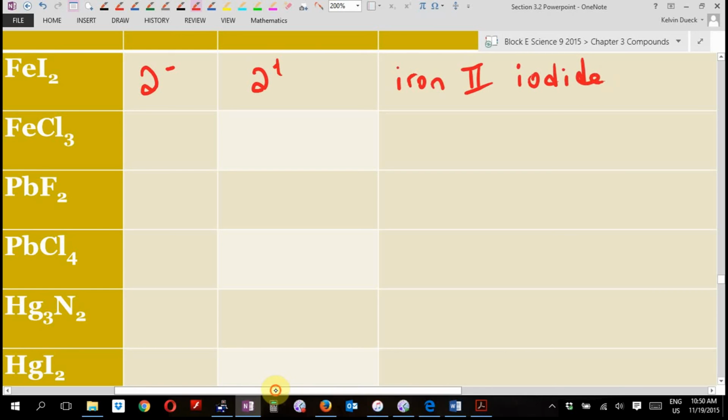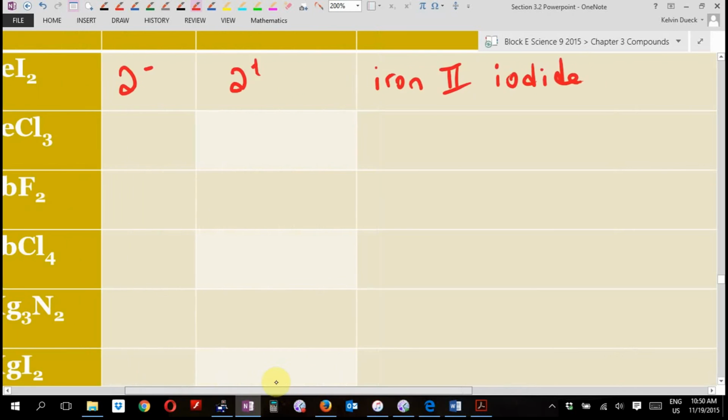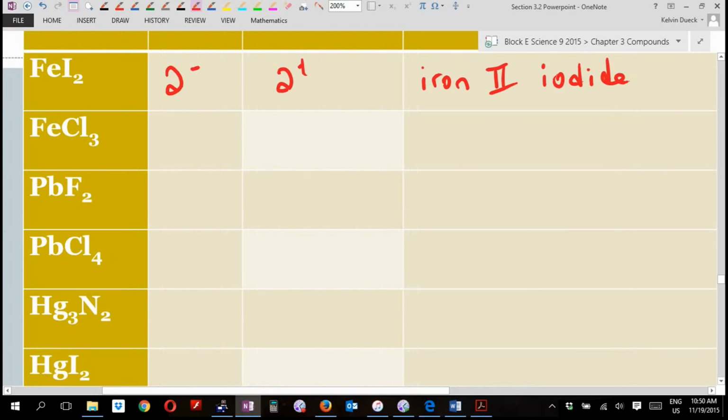Oh, are we filling in number of atoms? No, we're not. Never mind. So this will work. Okay. I'm going to skip the next. Let's go to the Hg3N2 because that looks ugly. See it down the way there?